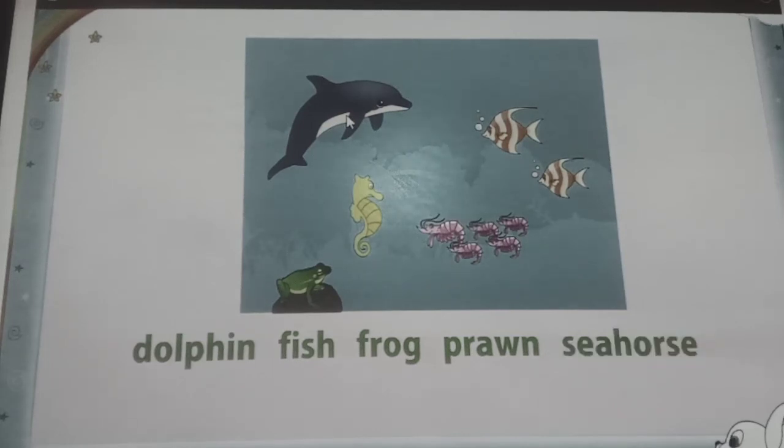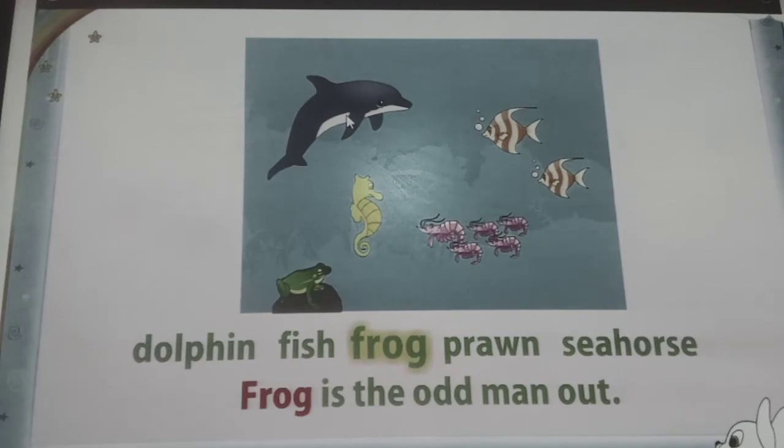And a seahorse. But Rainbow, a frog does not live under the sea. It is the odd man out.